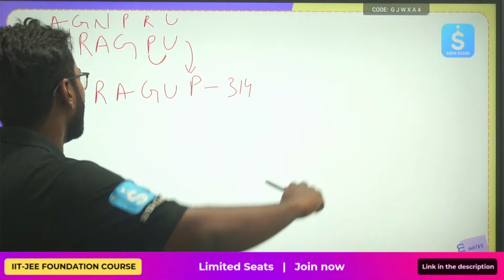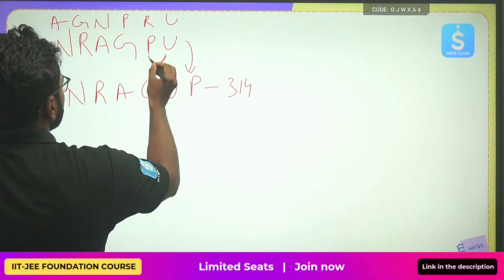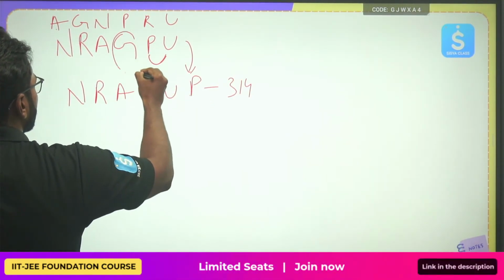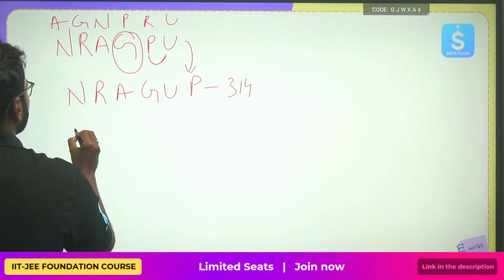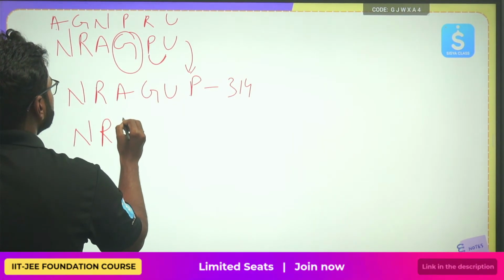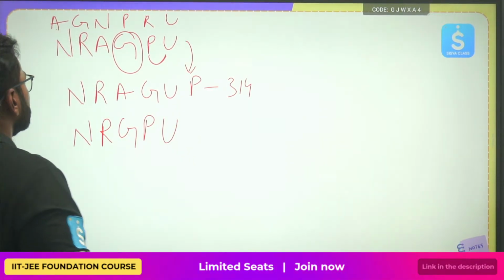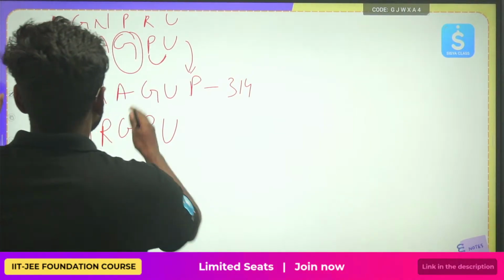The 314th word. Now the next word would come from changing this. Great. N, R, if we interchange this, G, P, U. I guess this is the answer. Sorry, we are interchanging this.